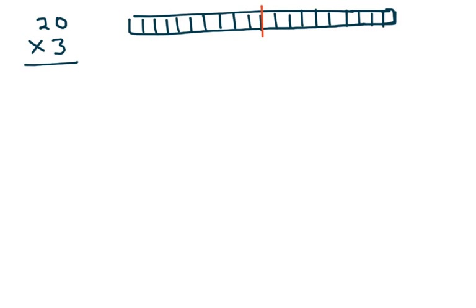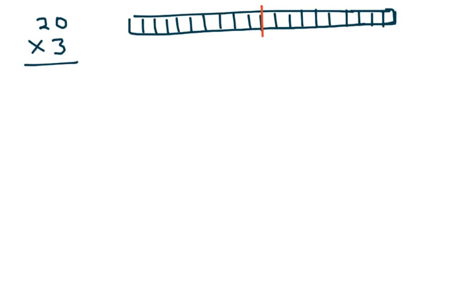It's multiplying by what we call a multiple of 10. 10, 20, 30, 40, 50, 60, again, are multiples of 10. So this is 20, which is a multiple of 10, isn't it? Okay, so let's look. How do I figure out the answer to 20 times 3?